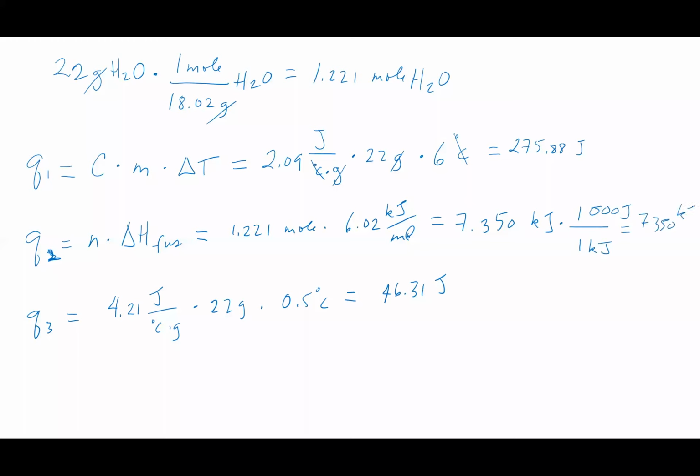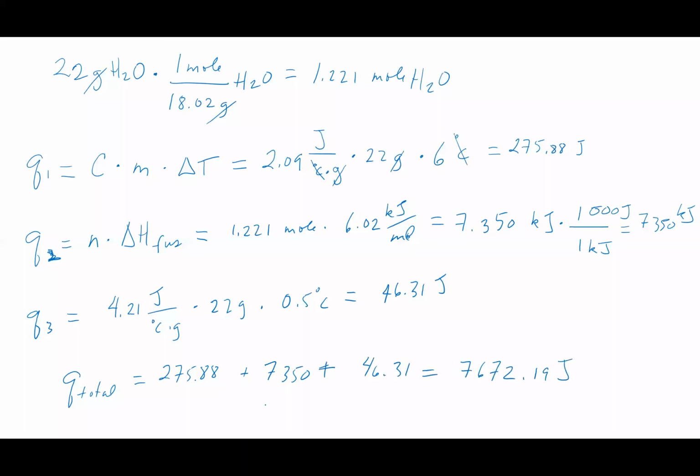And so what we get is 7,350 joules. Now to get our Q total, we're going to add these all together: 275.88 plus 7,350 plus 46.31. That will give us 7,672.19, and that would be in joules.